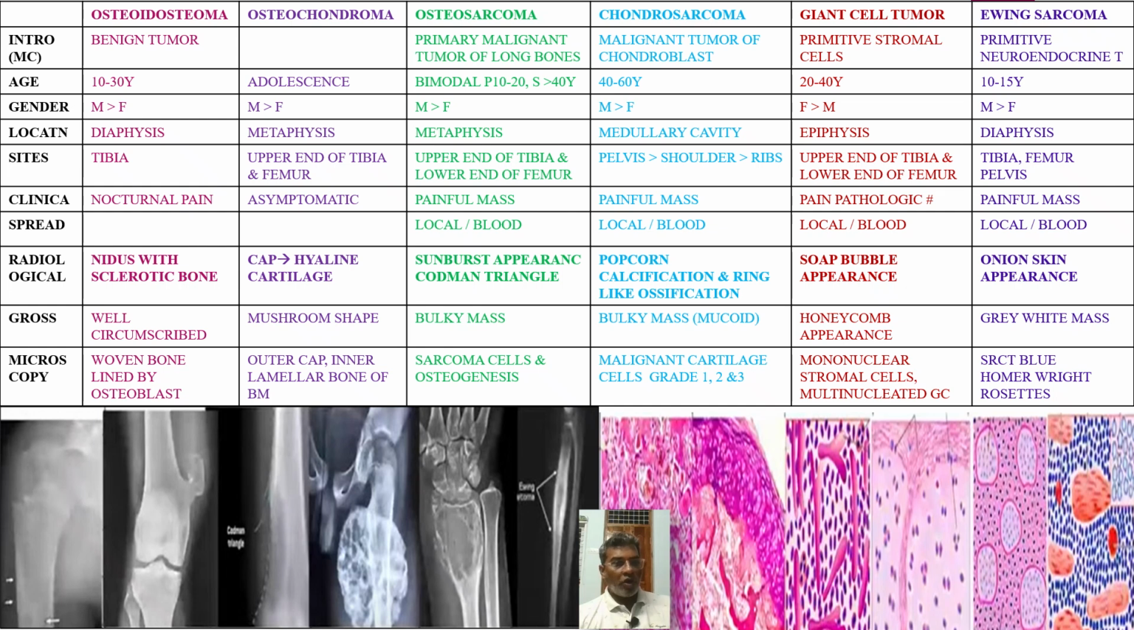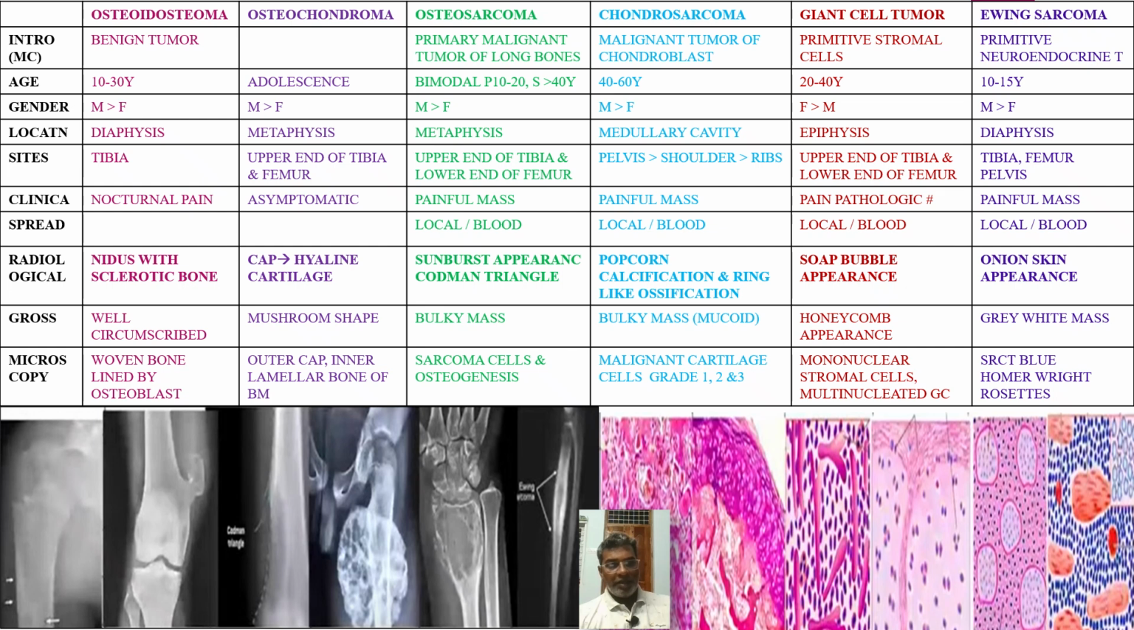Coming to osteochondroma, it is an adolescent tumor. Males are more involved. Metaphysis region, upper end of tibia and femur. Most of the time, it is asymptomatic. There will be a cap made up of hyaline cartilage and it looks mushroom shaped. Outer cap and inner lamellar bone is present. This is a characteristic feature of osteochondroma.